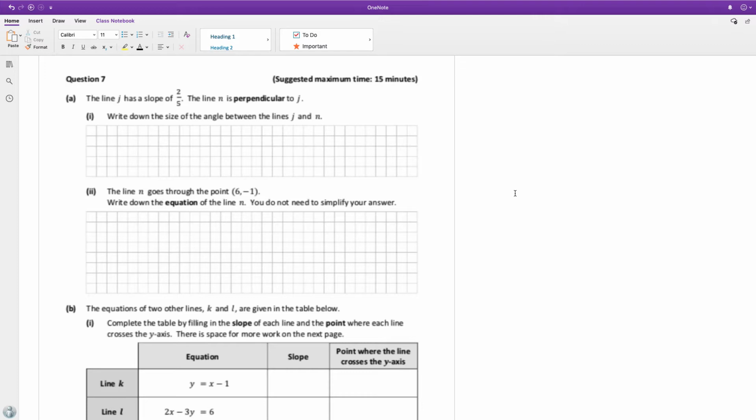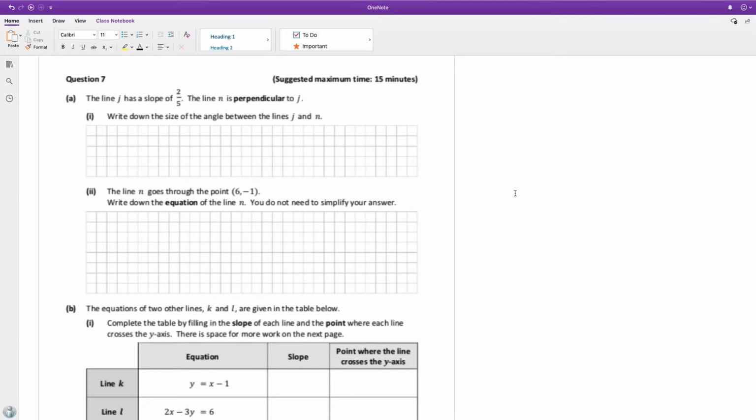Right. What are we going to do here? First things first. The line J has a slope of 2 over 5. Is that positive or negative? Positive. So here is our line J with a slope of 2 over 5. Now, the line N is perpendicular to J. Is that going to be running in the same direction, or is it going to be running across? Across.